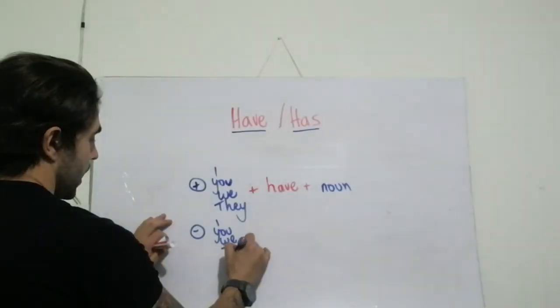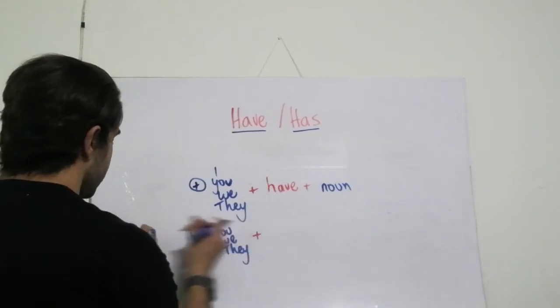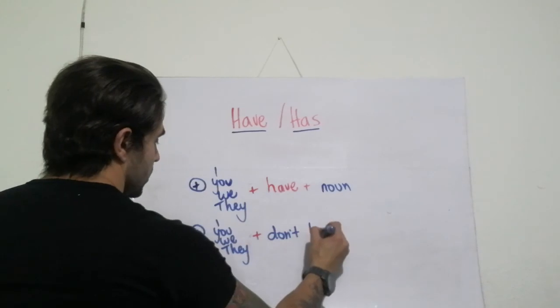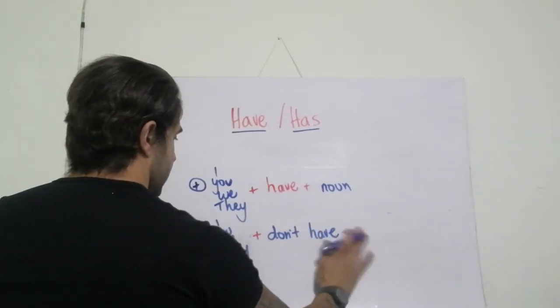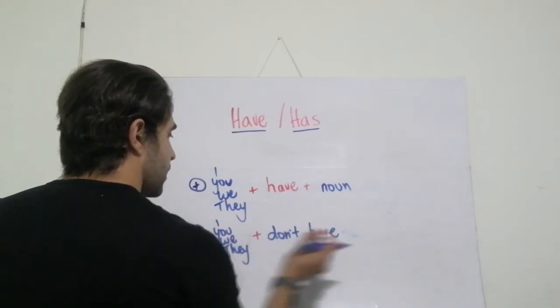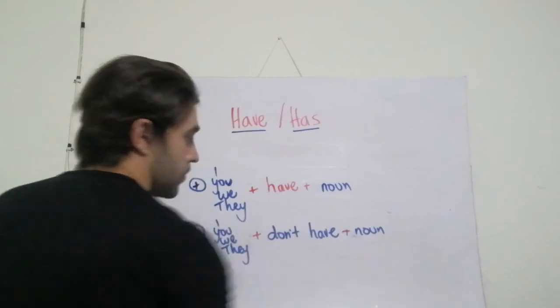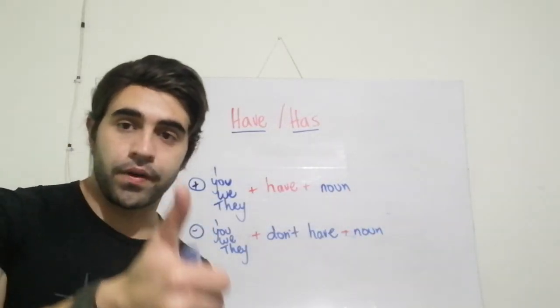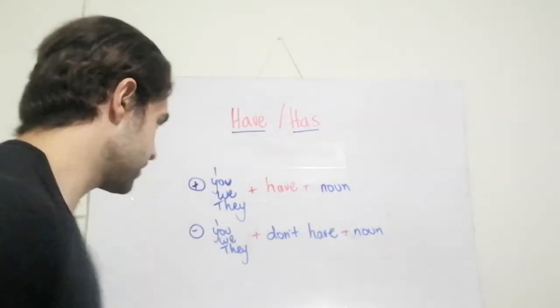So I, you, we, and they. Here we use the negative: don't have. And finally we use the noun. Now remember, the noun can be replaced for a person, an object, an animal, or a place.